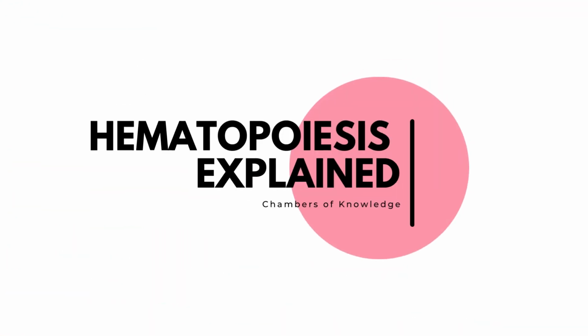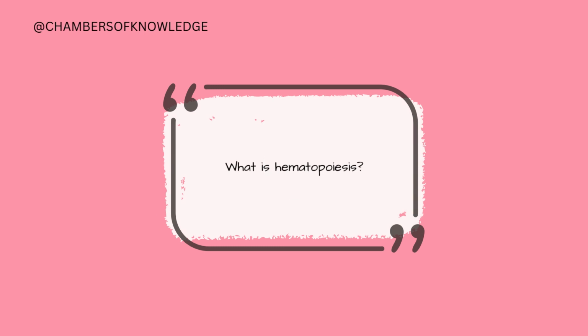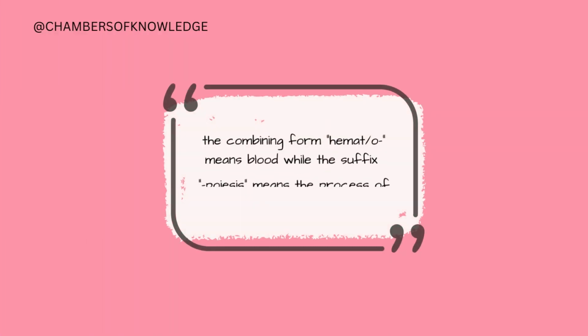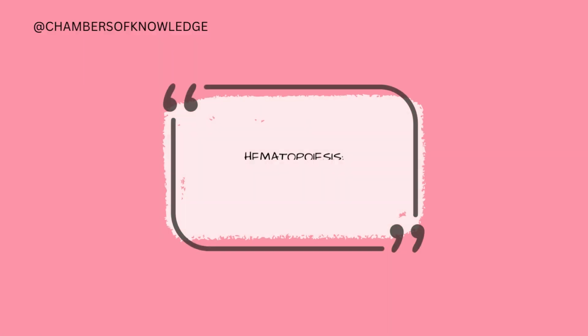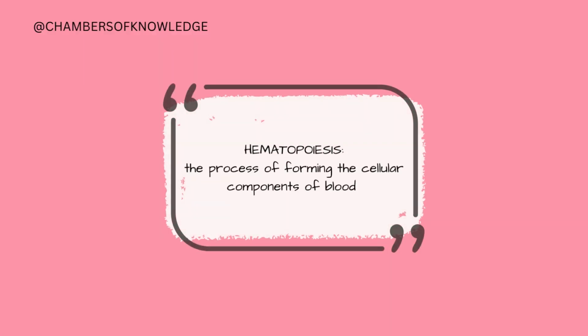So the purpose of today's video is to explain hematopoiesis. But what is hematopoiesis? So the medical term hematopoiesis can be broken down into its combining form and its suffix. The combining form hemato means blood, while the suffix poiesis means the process of formation. From the definition of its medical parts, we can conclude that hematopoiesis is the formation of blood.